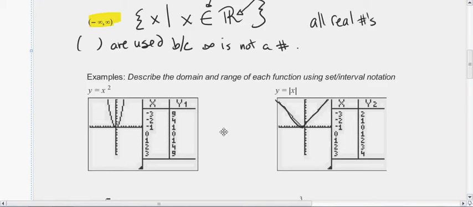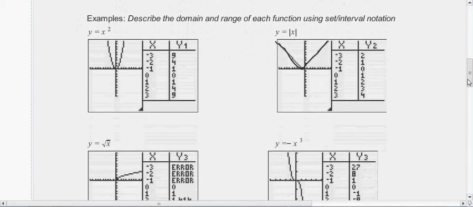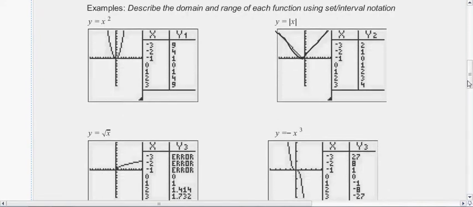Hey there, Math Rockstars. We're going to finish up the interval notation notes by taking a look at a couple of examples. I'm going to describe the domain and the range of each of these functions using either set or interval notation, or maybe both.